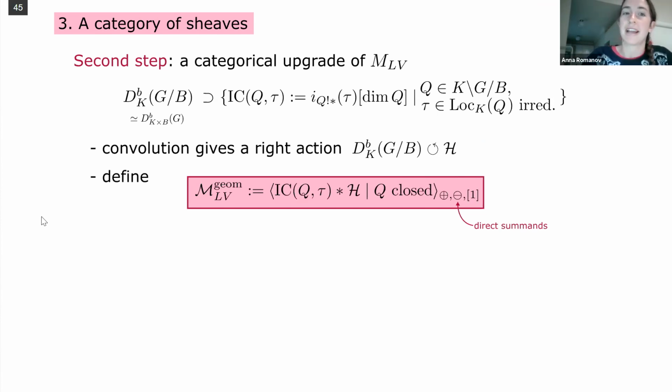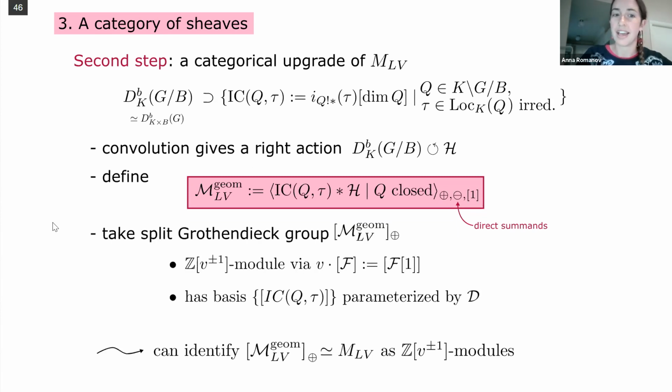And so then we can define a category within this K-equivariant derived category, which is just the category we get if we take all of the ICs and start convolving with everything in the geometric Hecke algebra. So we're taking the ICs corresponding to closed orbits. And then we can take the category generated by this that's closed under direct sums, direct summands, and grading shifts. And this category is exactly the geometric version of the combinatorial object that we defined earlier.